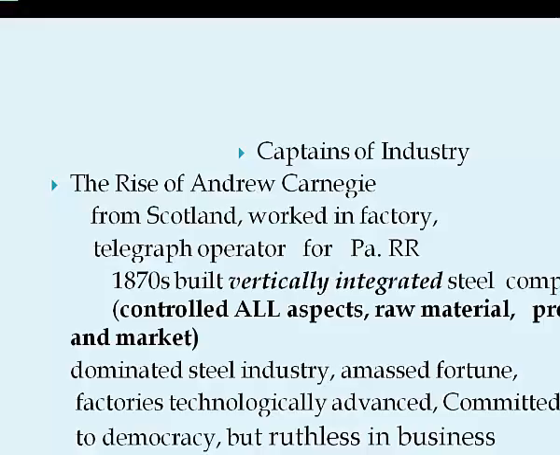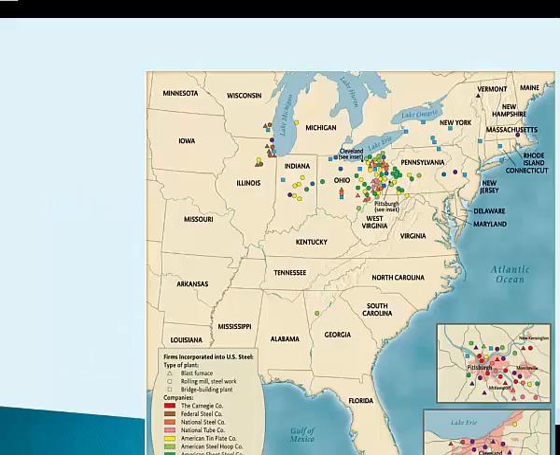And by the 1890s, Carnegie dominated the steel industry and amassed a fortune of hundreds of millions of dollars. His steel factories at Homestead, Pennsylvania were the most technologically advanced in the entire world. And although Carnegie's upbringing had instilled in him a commitment to democracy and social equality and charity, he ran his factories ruthlessly. And this just shows you that from Illinois and Indiana, he gets the raw materials and takes them to Chicago and Pennsylvania for processing. So vertically integrated means you own everything from beginning to end.